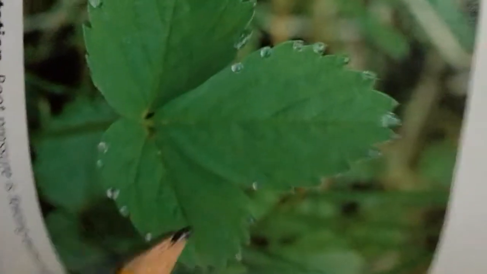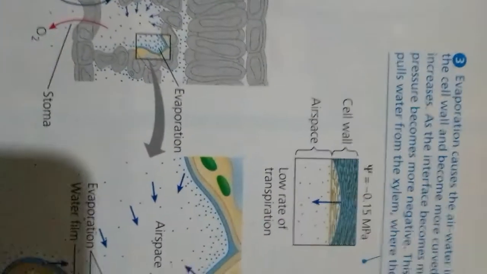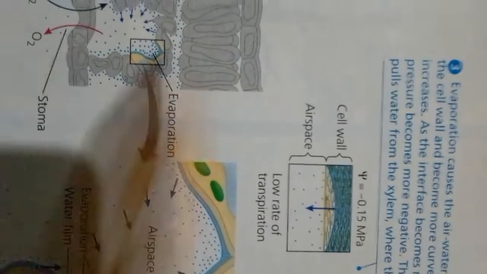Guttation: root pressure forcing excess water from this strawberry leaf. And notice also the generation of transpiration pull in a leaf. The negative pressure at the air-water interface in the leaf is the physical basis of transpirational pull, which draws water out of the xylem.